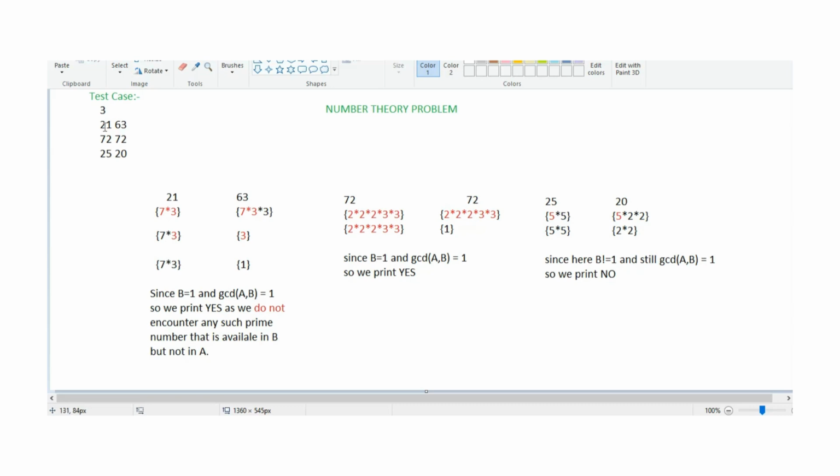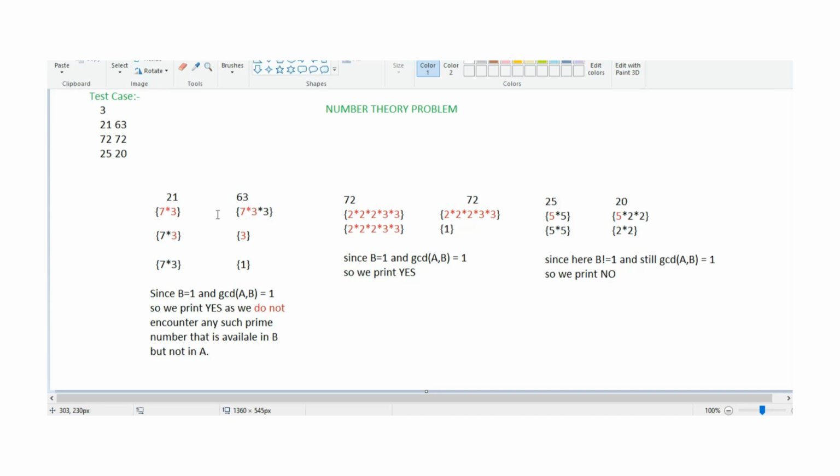The test cases given to us are: a is 21 and b is 63, a is 72 and b is 72, and a is 25 and b is 20. This is the first test case of this problem. First we calculate the factors of number a and the factors of number b. The factors of 21 are 7 into 3, and for 63 it is 7 into 3 into 3. Here we can see that the red part is the common part present in both a and b.